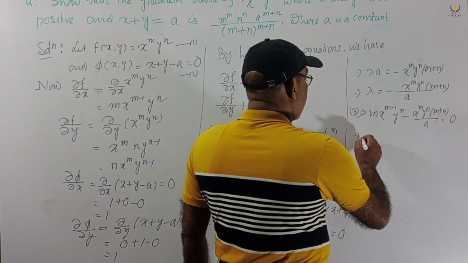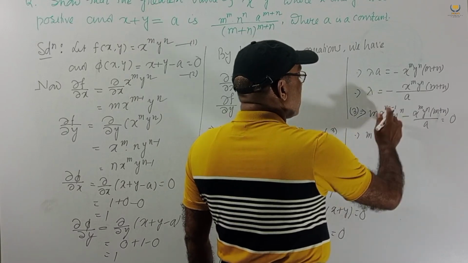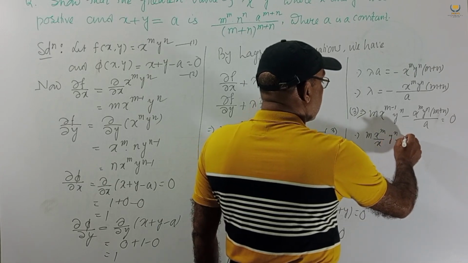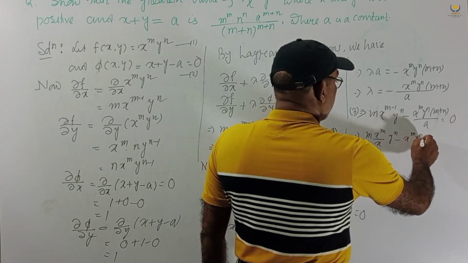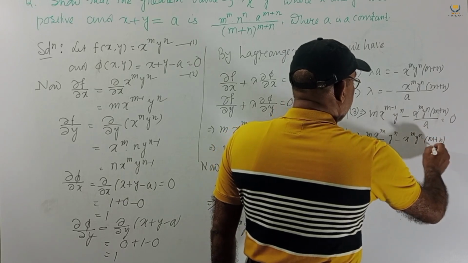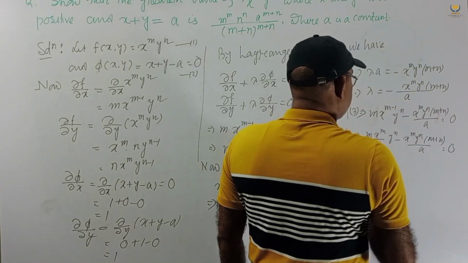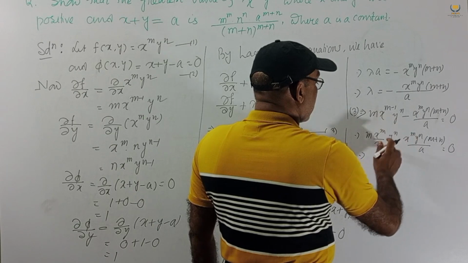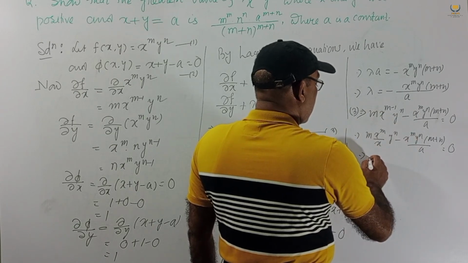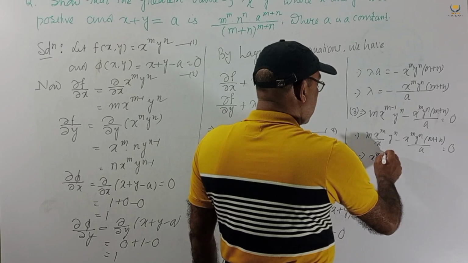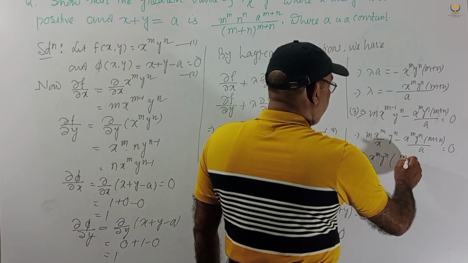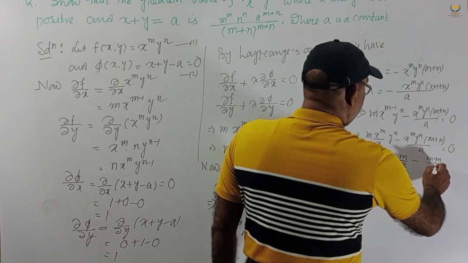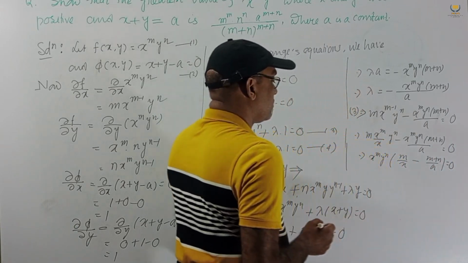and this m remains same. M minus 1 means we can write x to the power m by x, y to the power n, x to the power m y to the power n m plus n by a, this equal to 0, and this implies x to the power m y to the power n common, we get m by x, and here m plus n by a, this equal to 0.